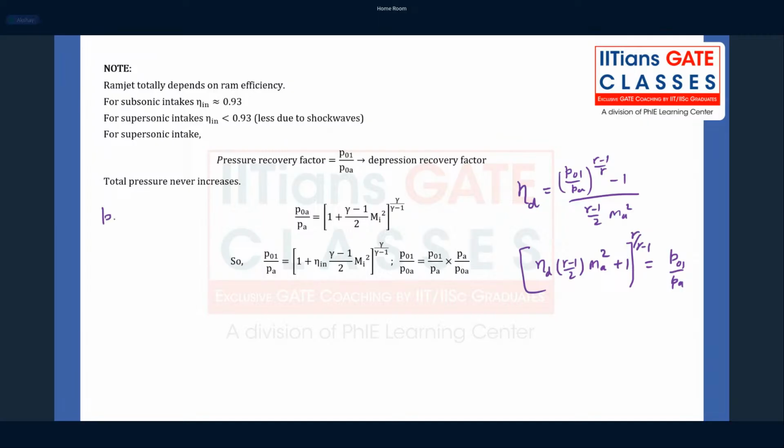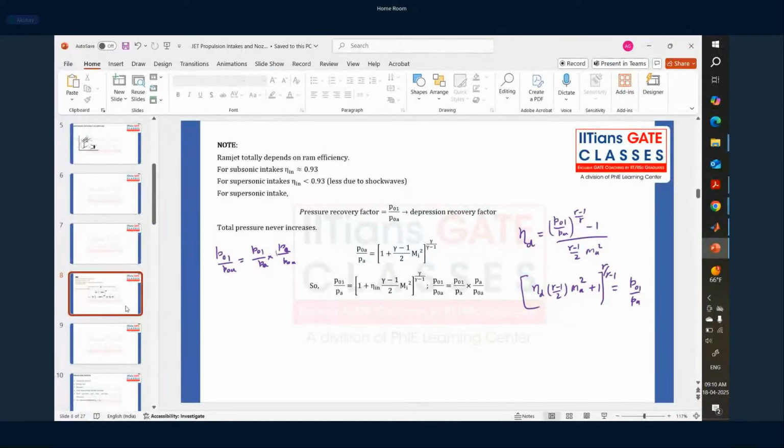So P naught 1 by P naught A can be written as P naught 1 by P1 times P1 by P naught A, something like that. Or you can also write P naught 1 by PA times PA by P naught A. This one we just calculated. So you plug in over there PA by P naught A. We can always get it from the isentropic relation because we are defining it at a given point. So we can actually calculate, right? Okay. Let us take one of the GATE questions on the diffuser topic.